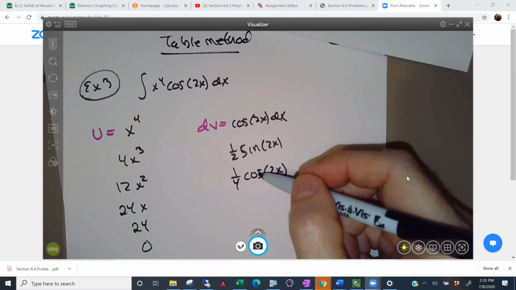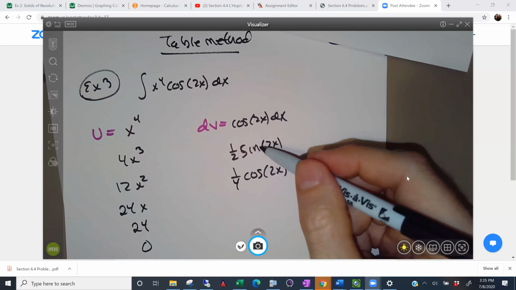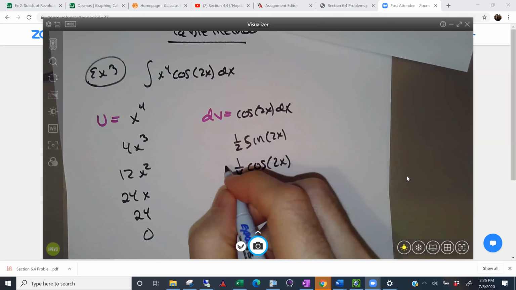Now, do I have everything right? If I differentiated this, would I get this? The answer would be negative. It would be negative, yes. So I've got to put the negative in there.